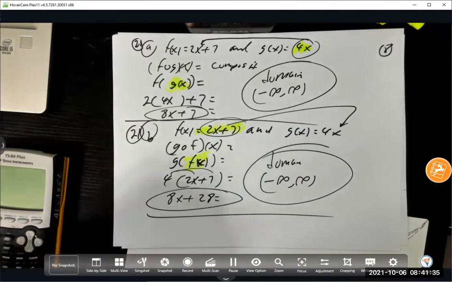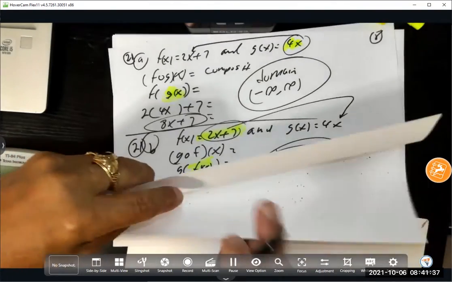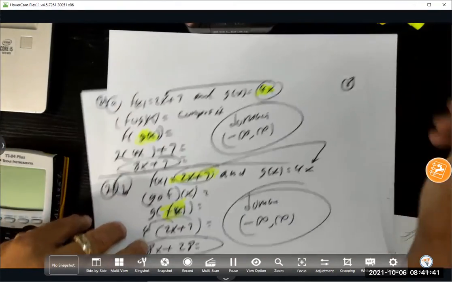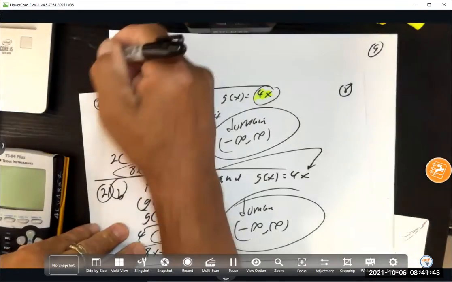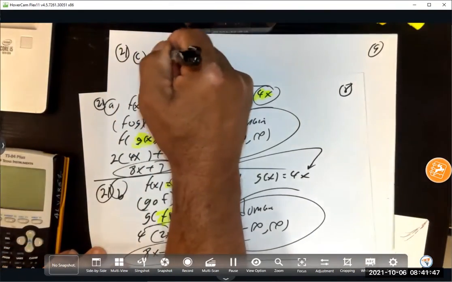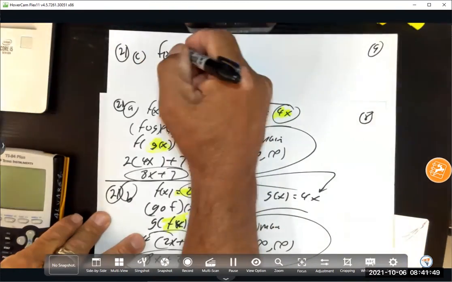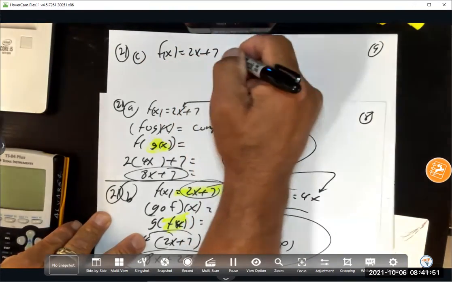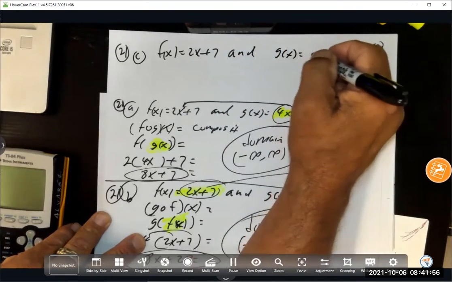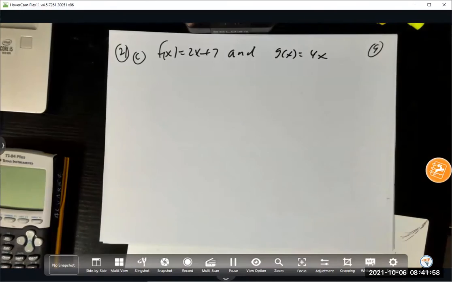C. Same problem. Ready? Now I'm going to go to the 21 letter C. Same problem. f of x, let me copy it, 2x plus 7 and g of x is 4x. Okay, so there it is.